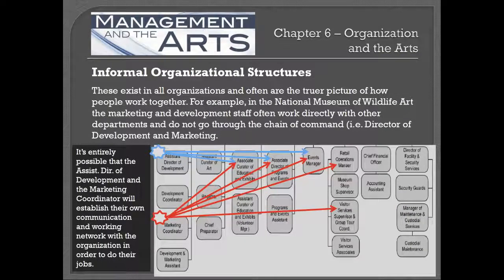There are informal organizational structures. So these exist in all organizations and often are the truer picture of how people work together. For example, in the National Museum of Wildlife Art, this is the same chart we were looking at a moment ago. The marketing and development staff often work directly with other departments and do not go through the chain of command, i.e. through development and marketing, right?